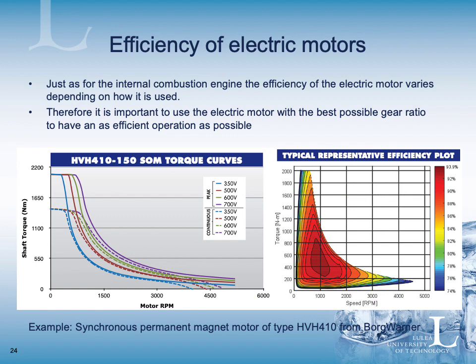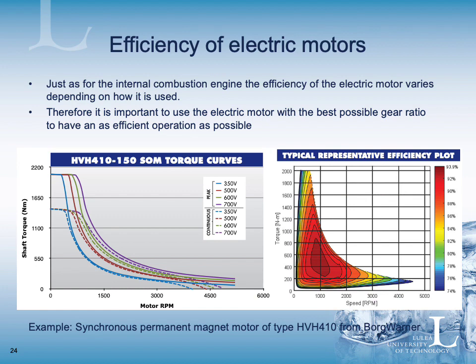If you look at the efficiency of electric motors, as we have been discussing on previous slides, we know that it is in general quite high. For some motors, especially the brushless types, we can have efficiency of 90 and even more percent. However, just as for the internal combustion engine, where we have looked at the brake-specific fuel consumption plot, the BSFC, the efficiency of the electric motor also varies depending on how it is used. Therefore, it's important to use the electric motor with the best possible gear ratio to have an efficient operation as possible. Here we can see one example of an electric motor made for the vehicle industry.